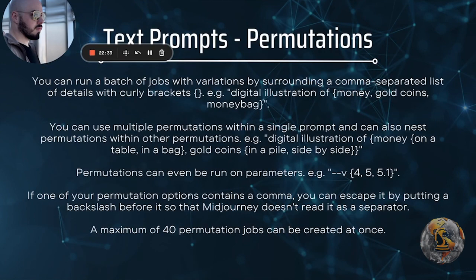So let's talk about this. You can run a batch of jobs with variations by surrounding a comma-separated list of details with curly brackets.